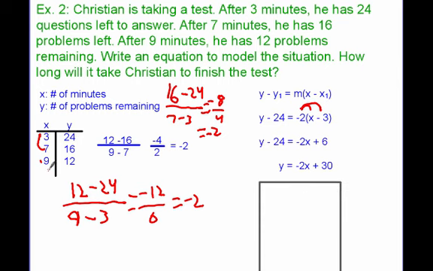So now I know my y-intercept. I know my y-intercept is (0, 30). And if I want to interpret what that means in this problem, it says after 0 minutes, he has 30 questions left. So we know that 30, that's how many questions are on the test.